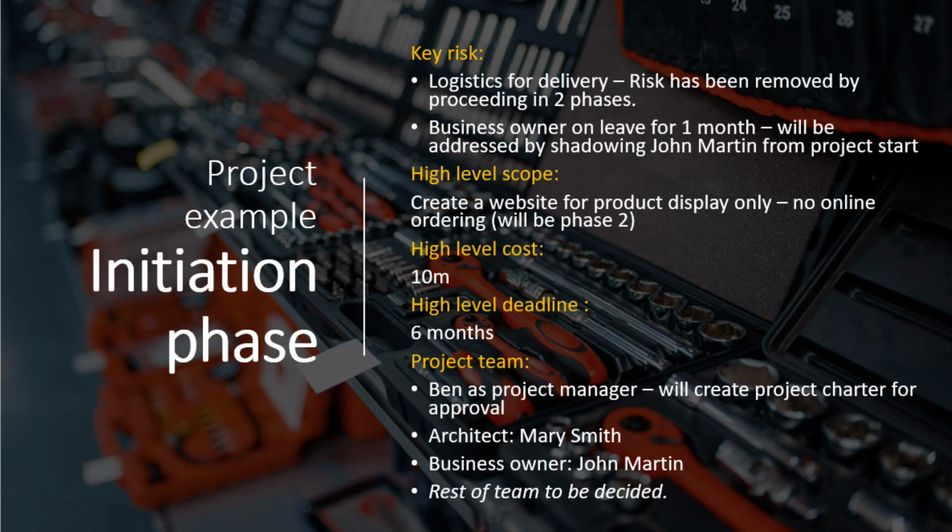The scope, what do we do? The high-level scope was described as this: create a website for product display only, no online ordering. That has been removed already. The high-level cost, there's been some discussion, and it was maybe originally 12 million, including the delivery and the likes, but now it's only to be able to see the products, so the cost has been reduced to $10 million. And the high-level deadline, just to do the website and everything around the website, obviously, is 6 months.